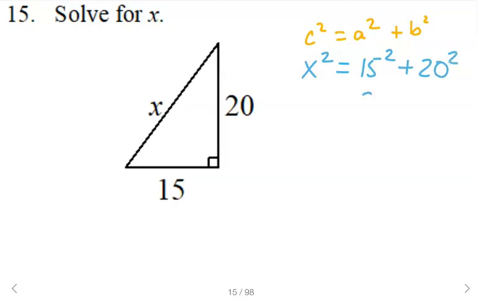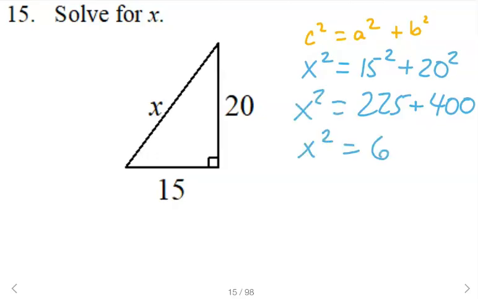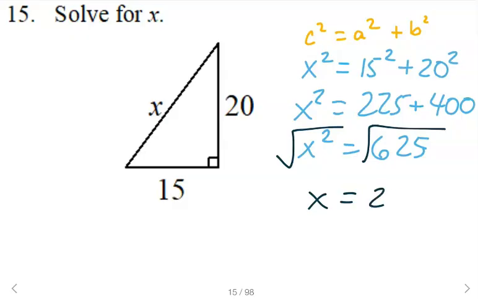So 15 squared, 15 times 15 is 225, 20 times 20 is 400. If we add them together, we're at x squared equal to 625. Feel free to pause the video at any point if you need to. To get rid of squared, we'll square root, and so we get 25 for the value of x for the hypotenuse.